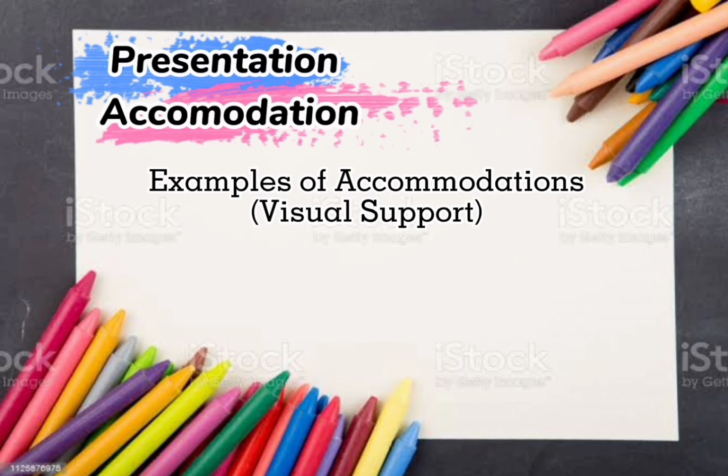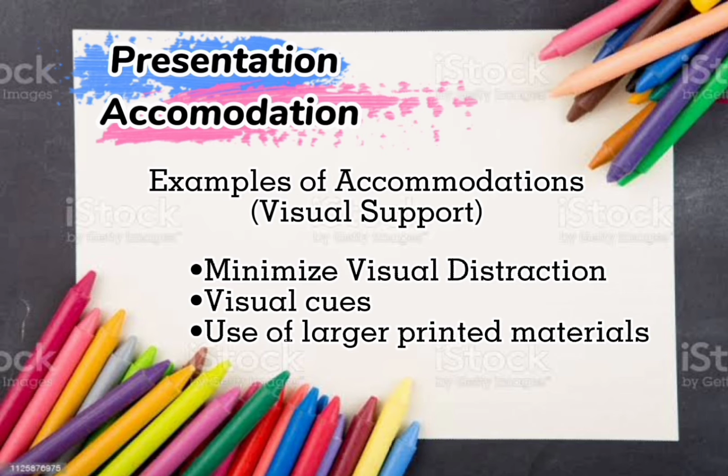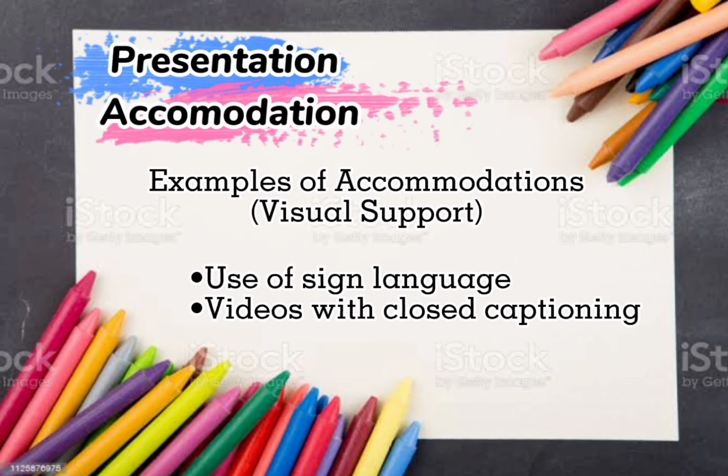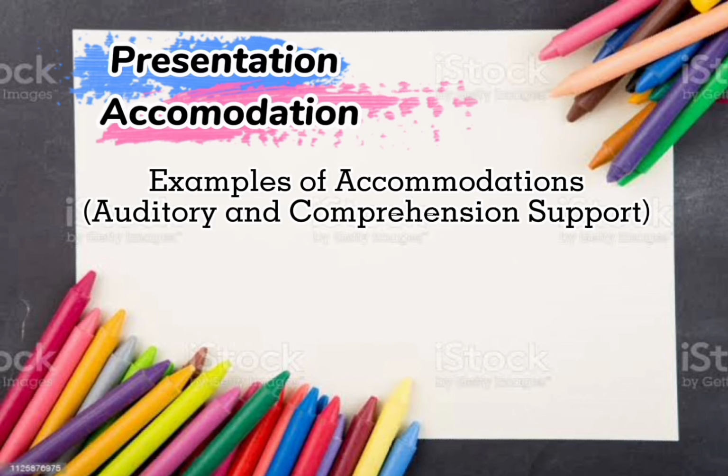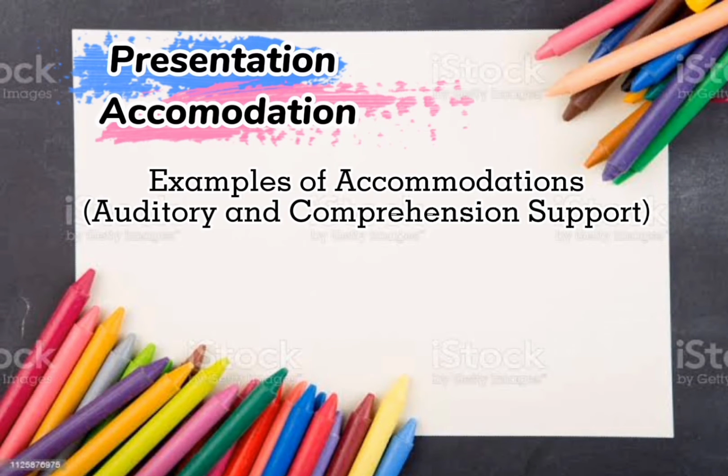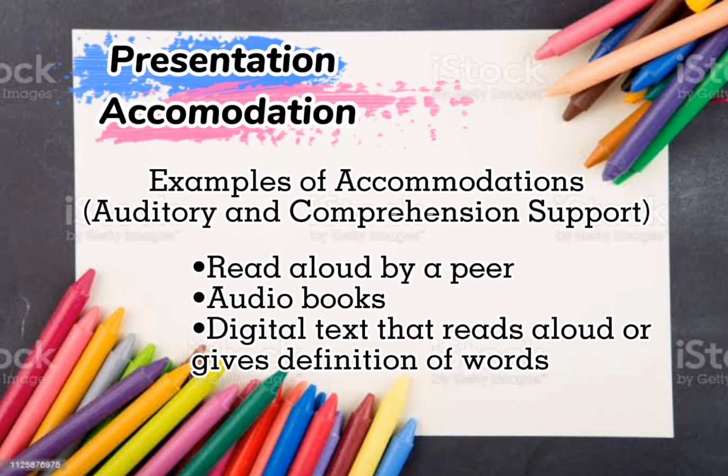Examples of accommodations in visual support are minimize visual distraction, visual cues like the use of color-coded text and highlighting, use of larger printed materials like the font size and the illustrations, use of sign language, and videos with closed captioning.